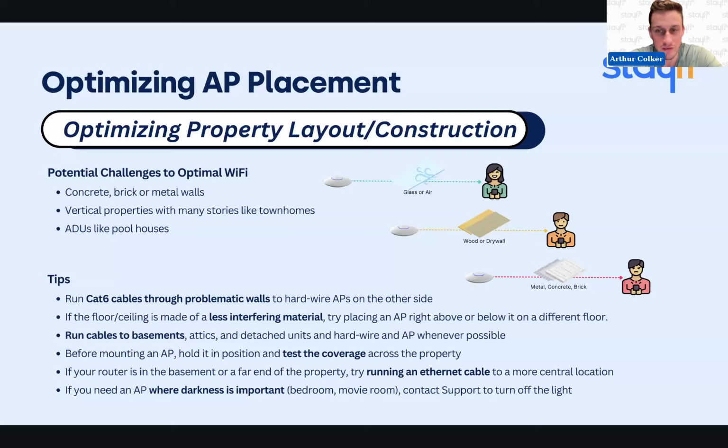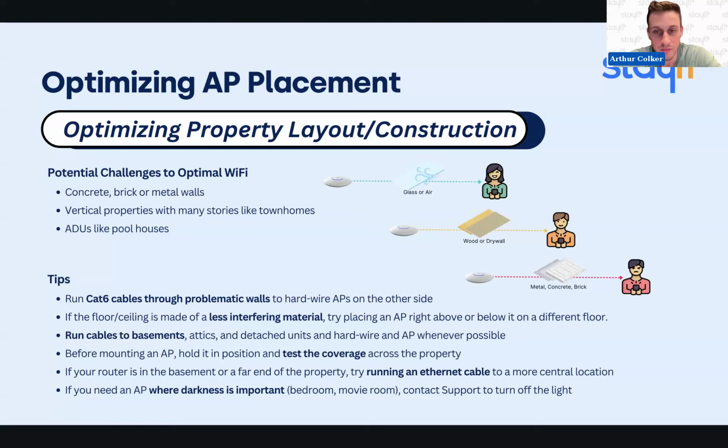That's where you're gonna have the least coverage from Wi-Fi. So in the case of the third scenario, you may find that the best solution is to run cables through problematic walls. That's not always going to be possible, so you may need to place the devices differently.